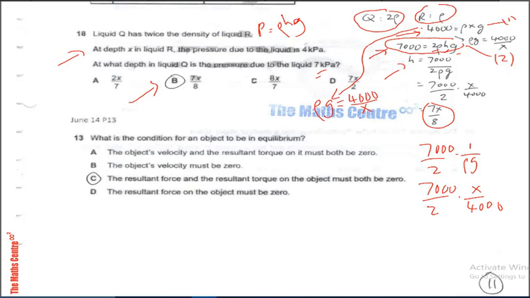June 14, paper 1-3, question number 13. What is the condition for an object to be in equilibrium? Again, what is the condition for an object to be in equilibrium? Textbook stuff. Correct response C: the resultant force and the resultant torque on the object must both be zero.